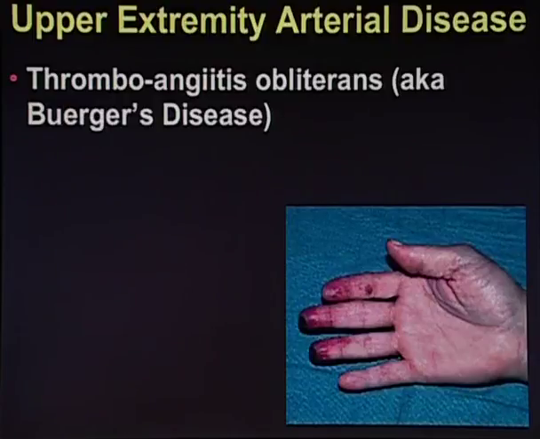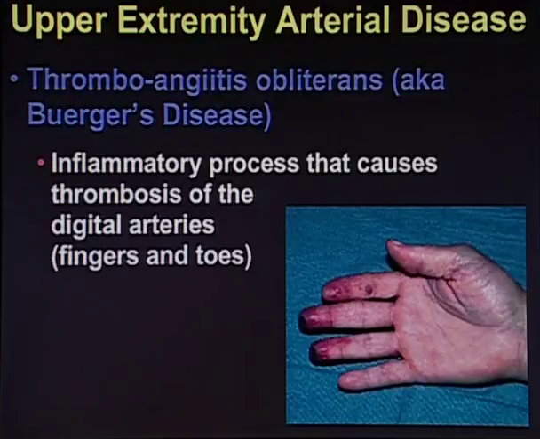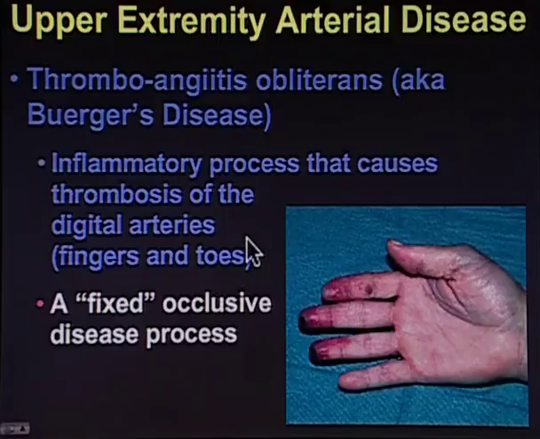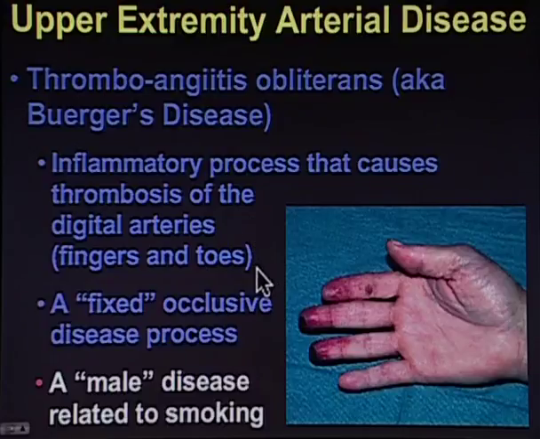Now, other extremity diseases are the thromboangiitis obliterans. This is also known as Buerger's disease. This Buerger's disease is an inflammatory process that causes thrombus of the small digital arteries in the fingers, and it can affect the toes as well. We see this most often in the fingers. This is primarily a fixed occlusive disease process. It's not so much a vasospastic situation. It usually occurs in male smokers. In fact, the primary treatment for Buerger's disease is the immediate cessation of smoking to try and resume perfusion.